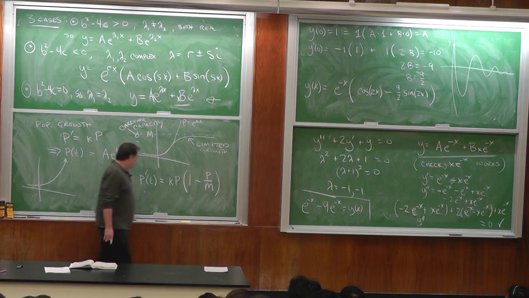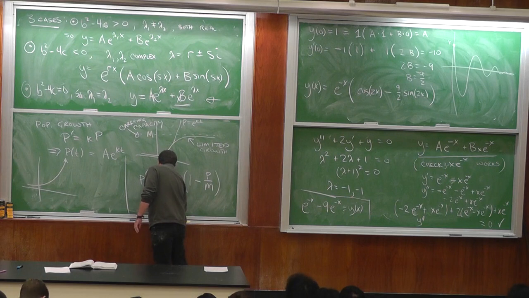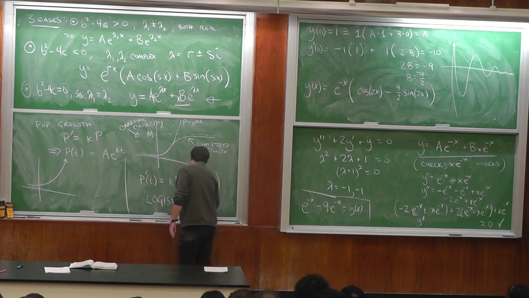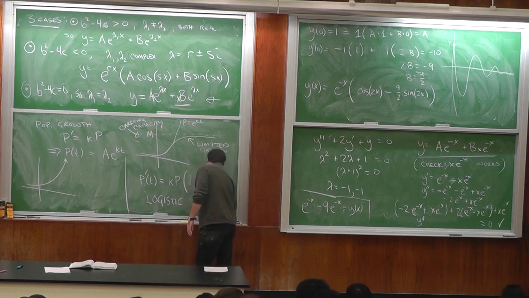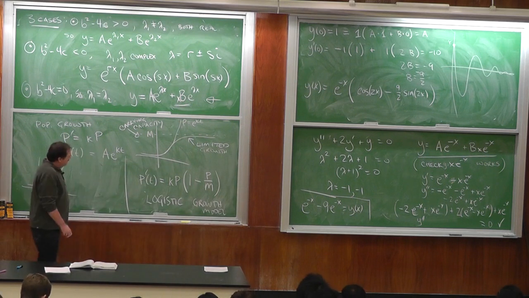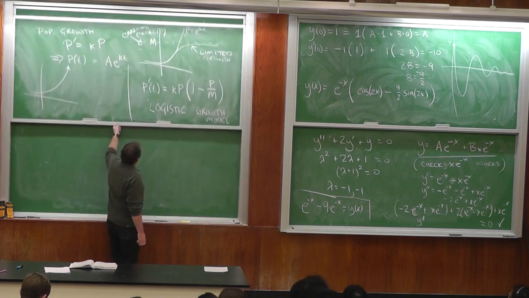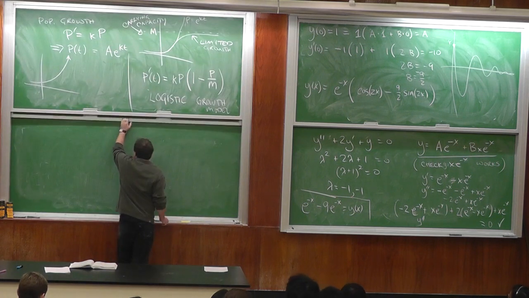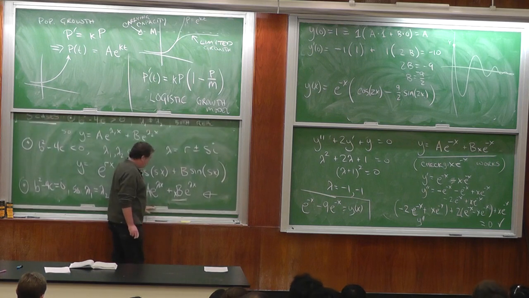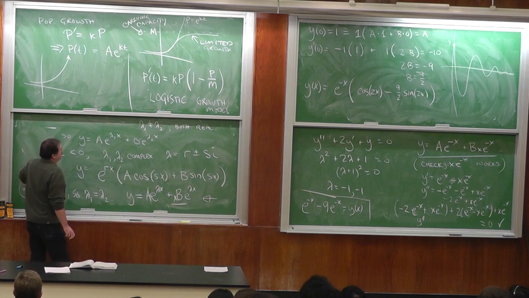So this is called a logistic model. I have no idea why the word logistic is here, but this is what it's called. And that gives us a limit, and this is sort of the most common, but by no means the only model for population growth that looks something like that.